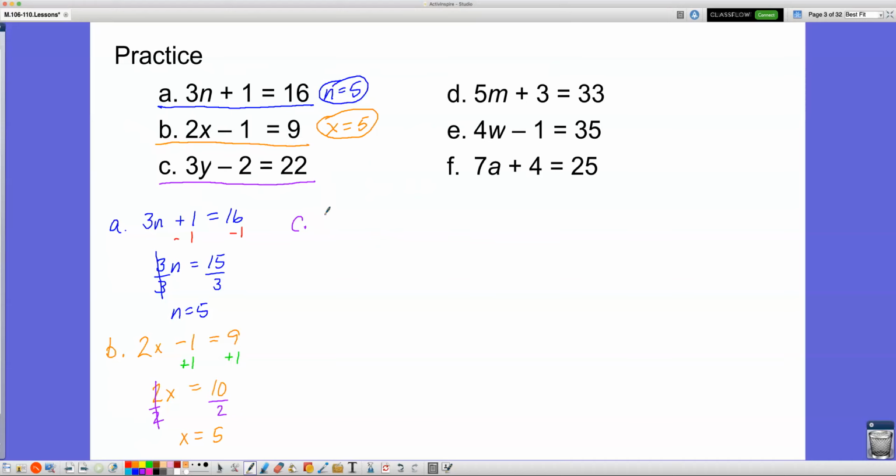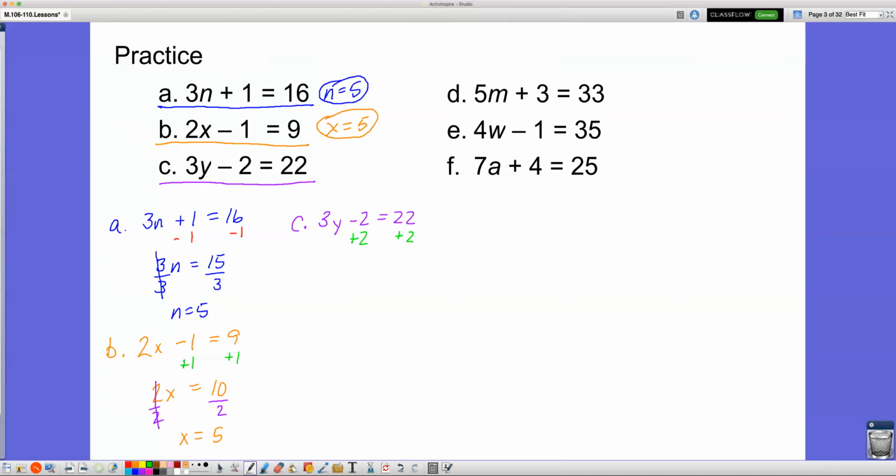Start by writing the problem. So you have 3y minus 2 equals 22. First step is, it looks like I'm going to use addition. I'm going to add 2 to make that go away. And I need to add 2 to this side too, because it's equal.